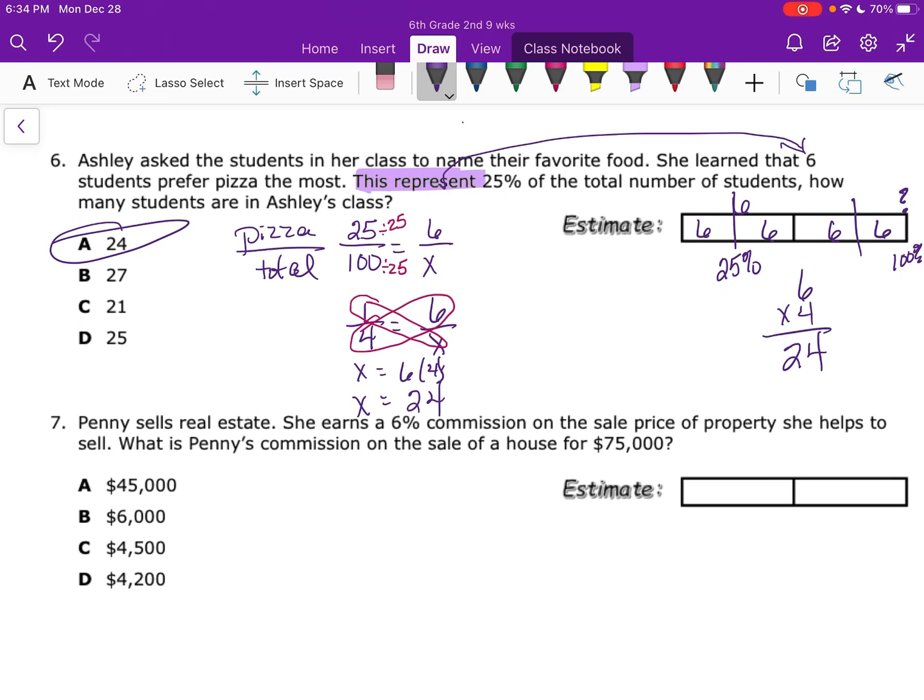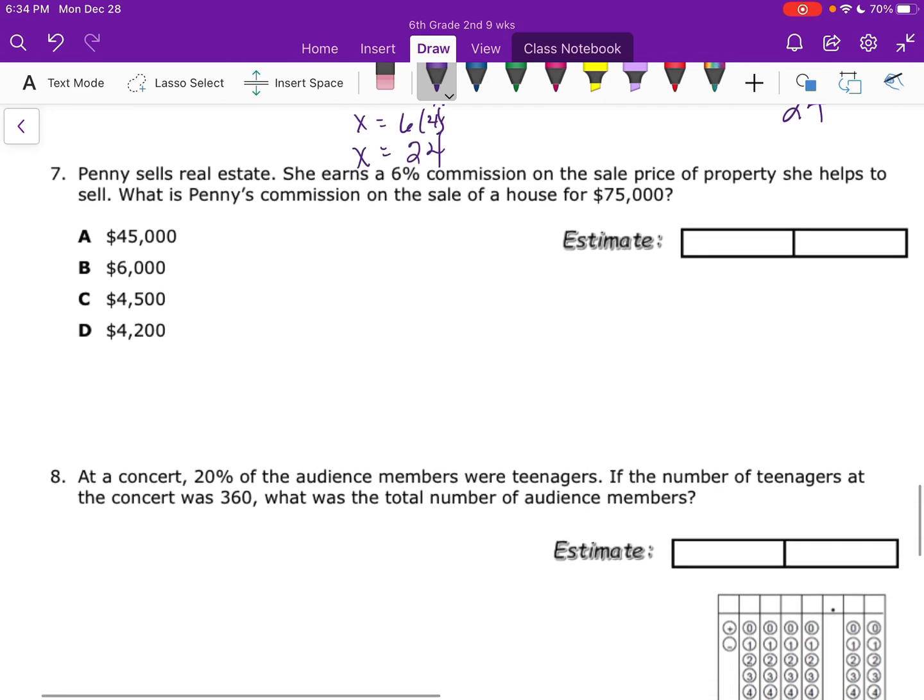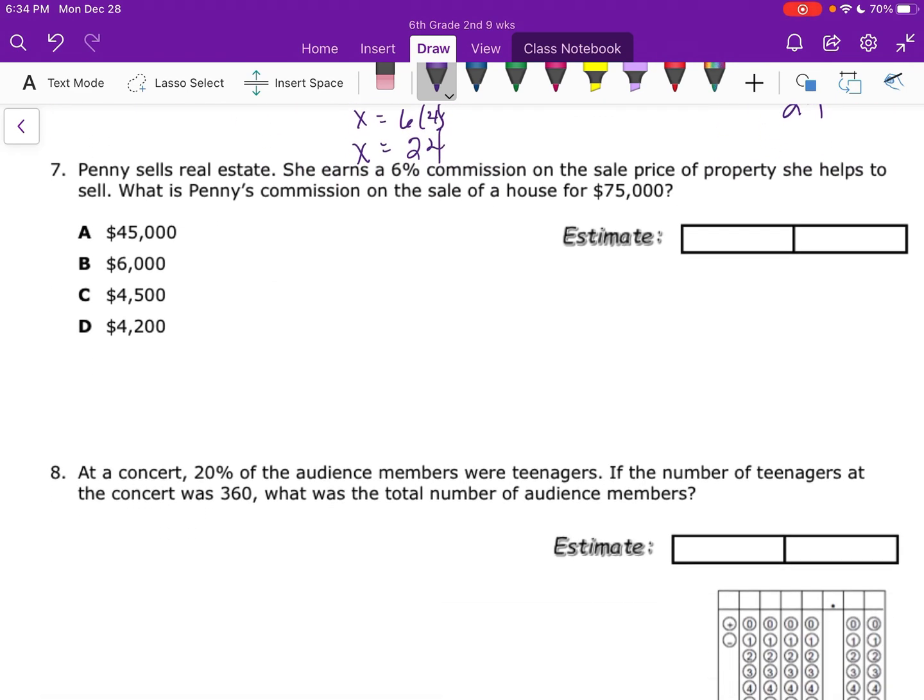So this estimate we kind of cheated, right? We kind of just did the percent bar in the estimate. Yeah, that's okay. All right, number 7. Pause it, okay? Try it by yourself.